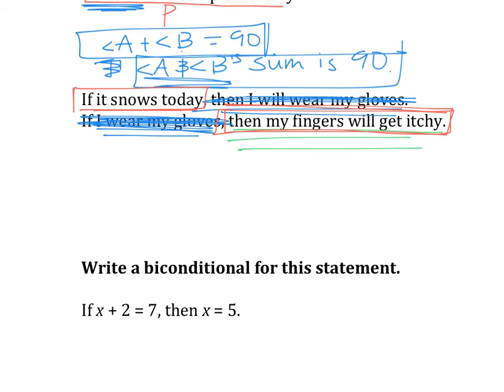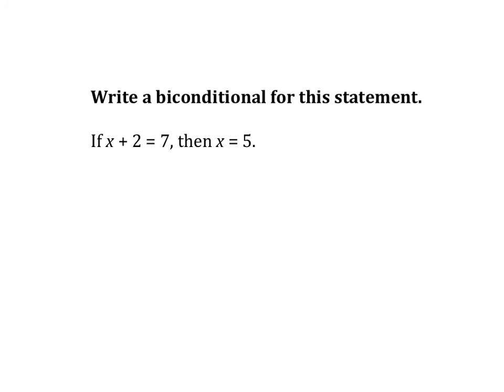All right, and then last one, and then you'll have the rest of the time to work. It says write a biconditional for this statement. So in order to write a biconditional, you have to be able to say it both ways. So if x plus 2 equals 7, then x equals 5, or flip it around. If x equals 5, then x plus 2 equals 7. Well, no matter which way you look at that, they're both true.